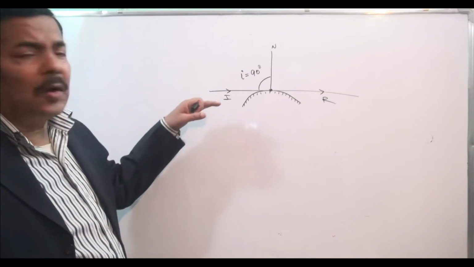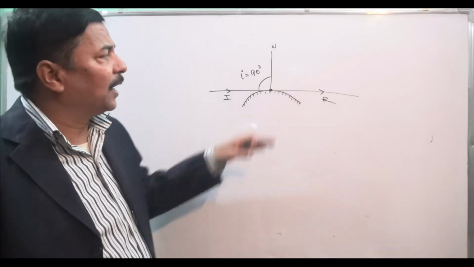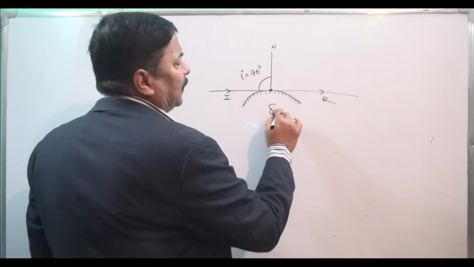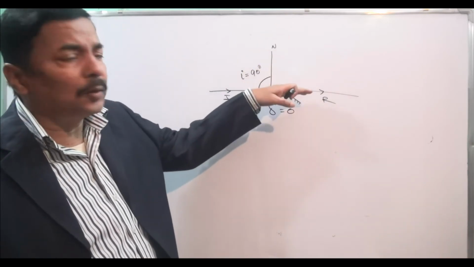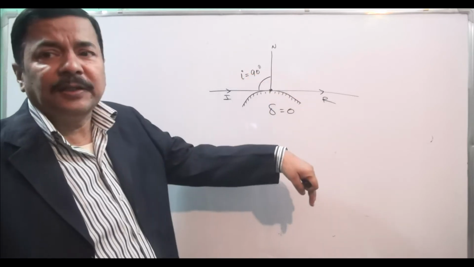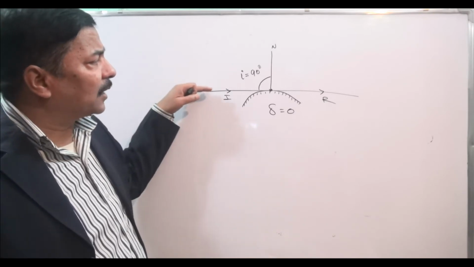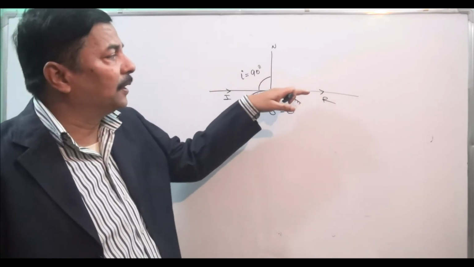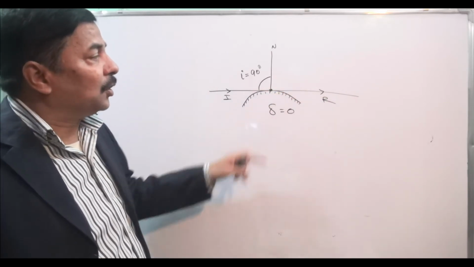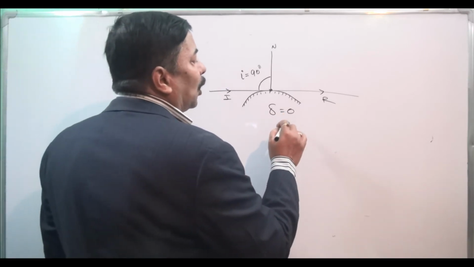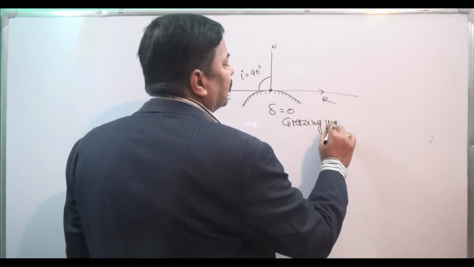As the ray has not deviated, whatever is the direction of the incident ray, the same is the direction of the reflected ray, therefore deviation is equal to 0. If the incident ray deviates in this direction, then also the deviation is there. But here we observe that whatever is the direction of the incident ray is the same direction of the reflected ray, and therefore the deviation is 0. This situation is called your grazing incidence.